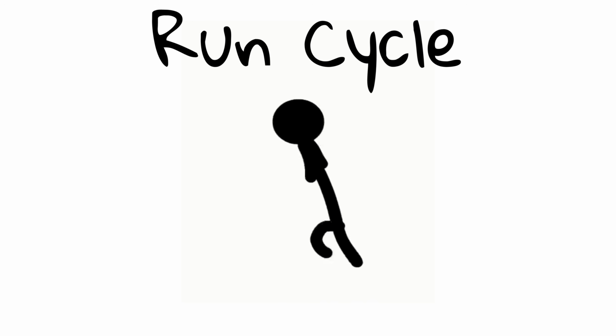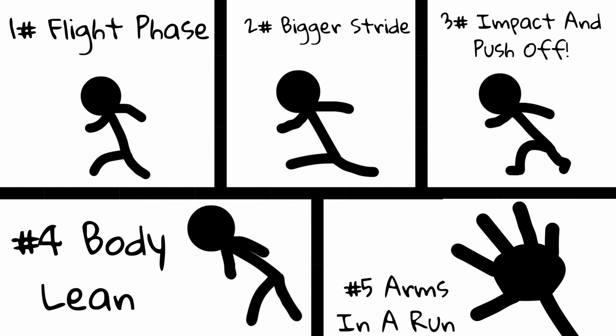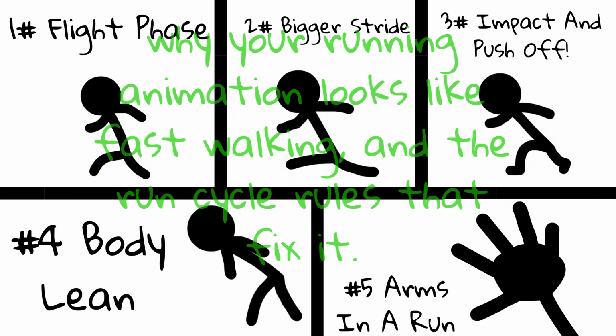A lot of beginner animators think a run cycle is just a faster walk cycle. But that's exactly why so many run cycles look wrong, because running cycles follow a completely different set of rules. So, in this video, I'm going to show you why your running animation looks like fast walking, and the run cycle rules that fix it.